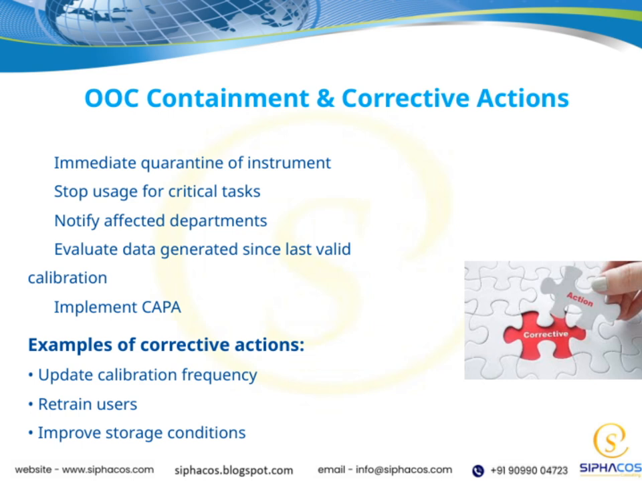Some common corrective actions include updating the calibration frequency to ensure more regular checks, retraining users to follow proper procedures, or improving storage conditions to maintain instrument integrity. These steps are vital to maintaining data integrity and ensuring our processes remain reliable and compliant. Connecting this to the overall theme, it's about taking swift and effective actions to control issues and continuously improve our quality management system.